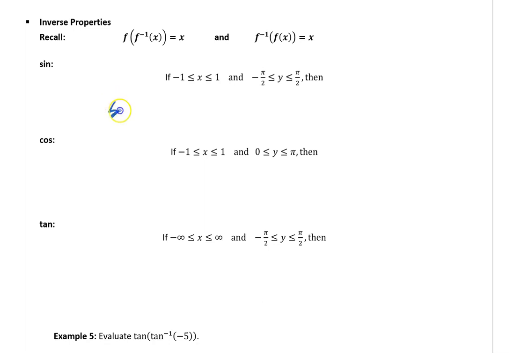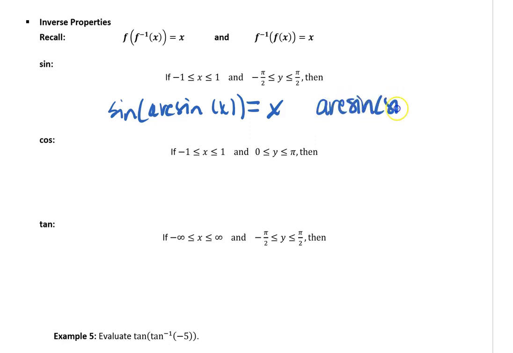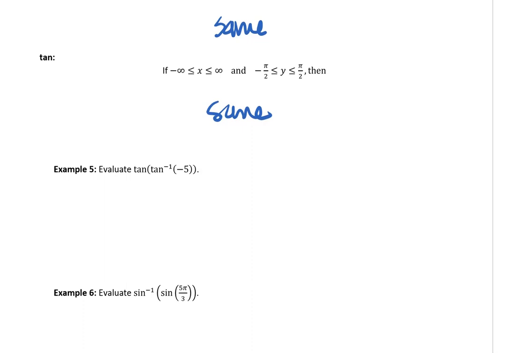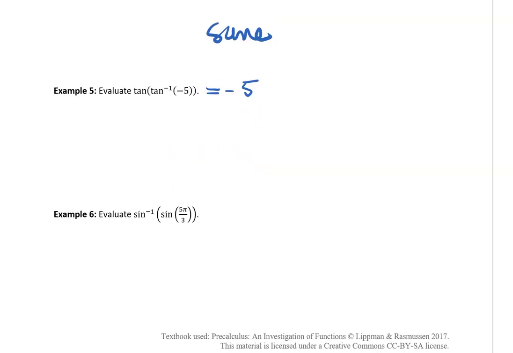So sine of arc sine of x would cancel each other just to give you x. Likewise, arc sine of sine y would cancel each other just to give you y. And then the same is going to be true for your cosine, and the same is going to be true for your tangent. So knowing these capabilities helps you to see that doing tangent of arctangent of 5 just outputs 5. If I go to arc sine of sine of 5 pi over 3, that just outputs 5 pi over 3.